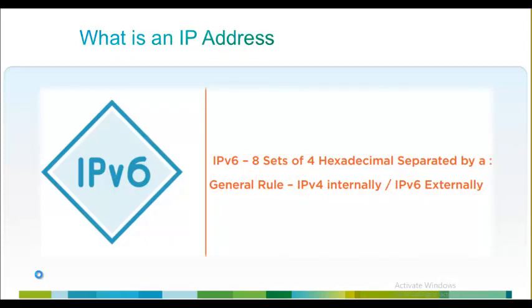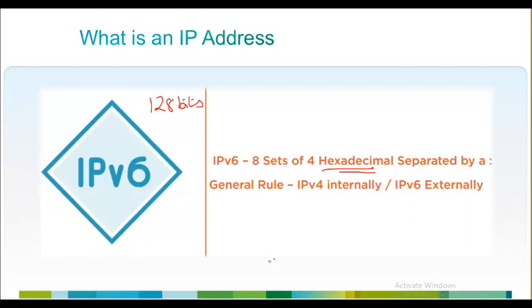Now, we saw IPv4 is 4 octets. IPv6 is 8 hextets, 8 sets of 4 hexadecimal digits. What do I mean by that? IPv6 is 128-bit size, that is correct, but it is represented in hexadecimal format.